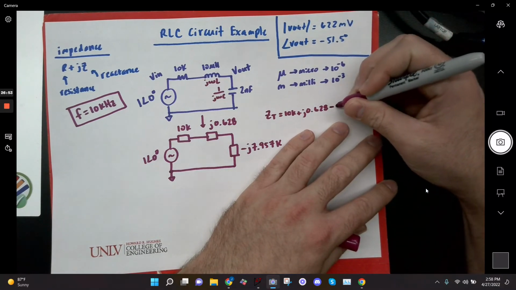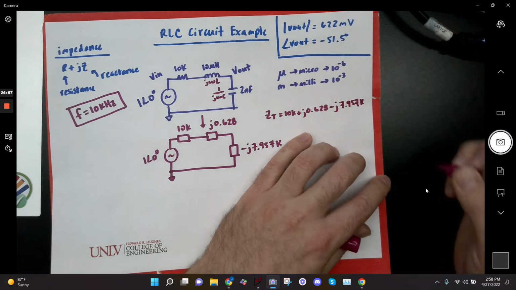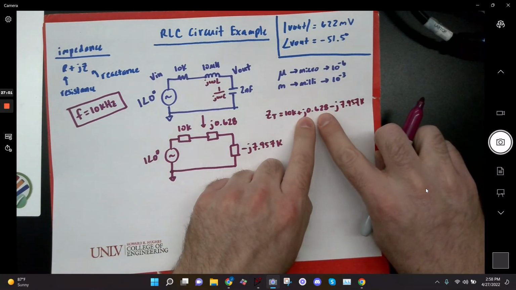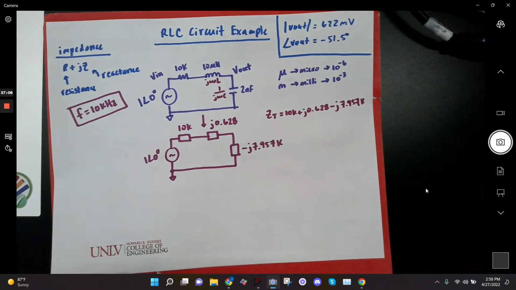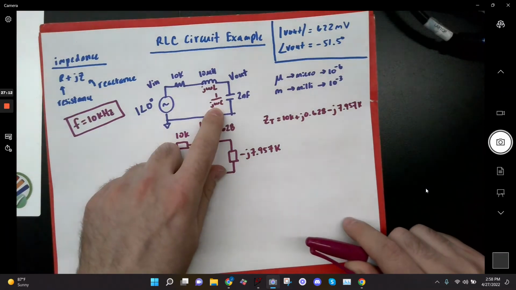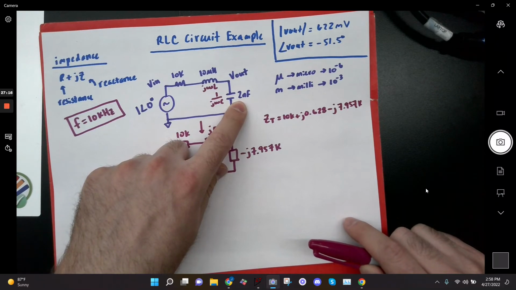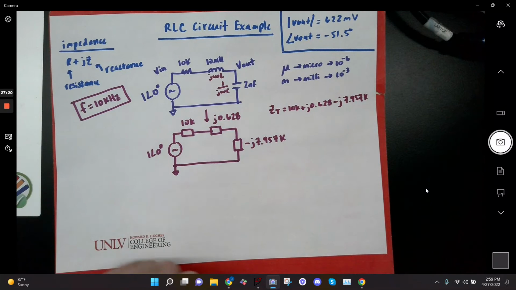Okay, so then I do minus j7.957K. That's my total impedance, right? And so all I'm saying is, if I take this and add it to this, I'm going to basically get the same value here. Yeah? How do you get the 7.957? That's from 1 over j omega C, and C would be 2 times 10 to the negative 9. Yep. All right, so that's my total.